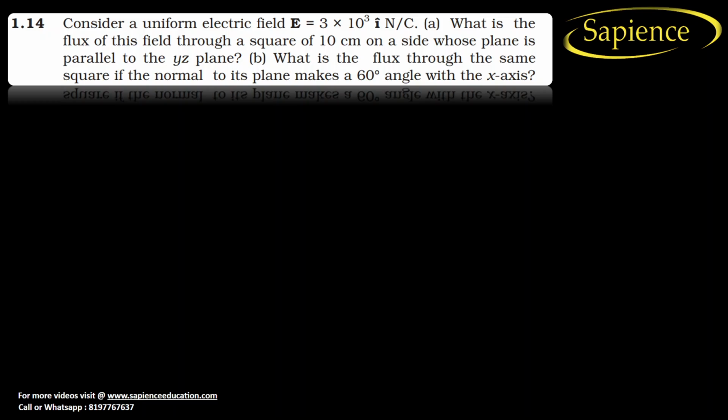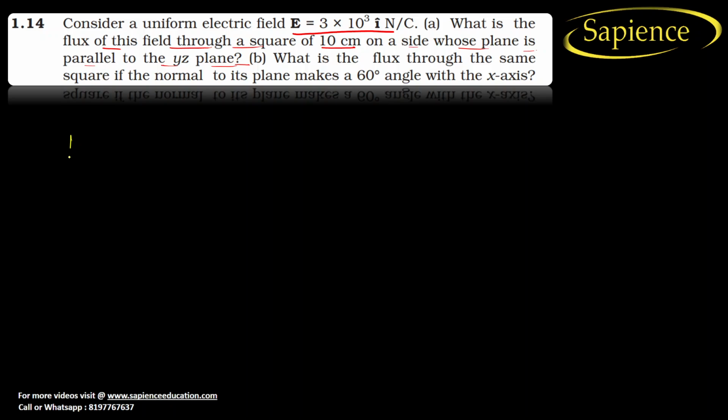Now in this question, first of all read the question properly so that you can get the insight of this question. So consider a uniform electric field E. They have given you the electric field E. What is the flux of this field through a square of 10 centimeter on a side whose plane is parallel to the YZ plane? So let us draw it.